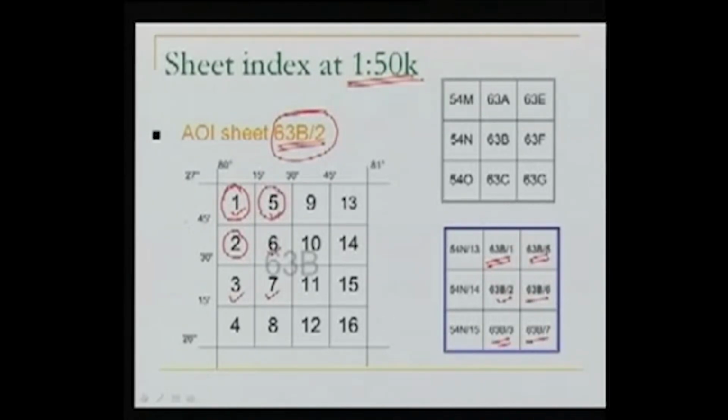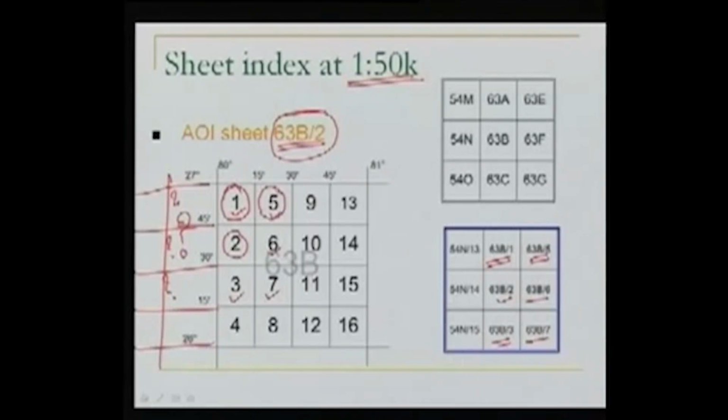Now how about here? As in the previous case, we are looking at what these sheets will be. What will be the number here? What will be the number here? What will be the number here? In order to complete the sheet index, what is the next block?